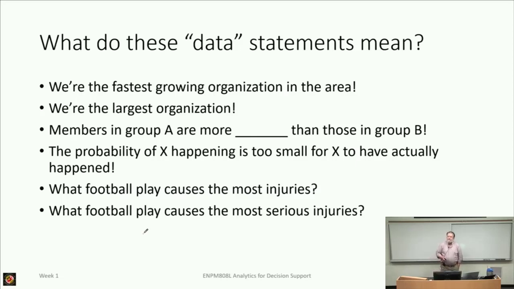Now, all of these questions ultimately will result in a decision. You know, members in group A are more whatever than in group B. You're going to analyze the data and try to figure out what happens. Small probabilities, which plays cause the most injuries, et cetera, et cetera. Sometimes it's the most injuries versus the most serious injuries. You have to be thinking about how to quantify your data.